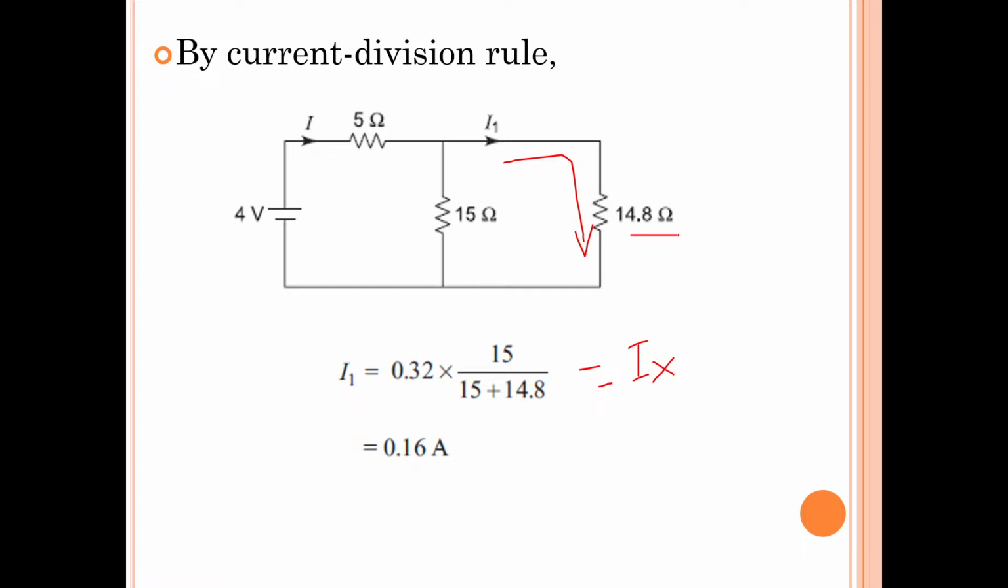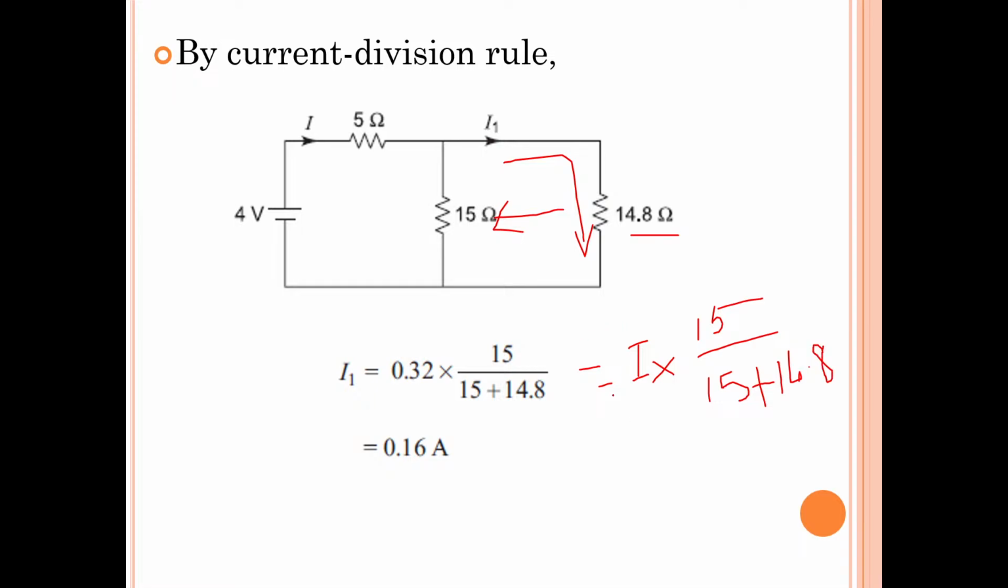I1 current is flowing through 14.8. What is the opposite resistance of 14.8? The opposite resistance is 15. So it is 15 divided by 15 plus the self resistance. Self resistance means the resistance in which I1 current flows. I1 current flows through 14.8, so 14.8.